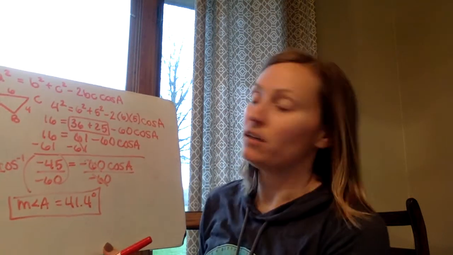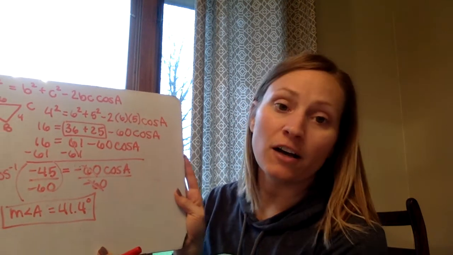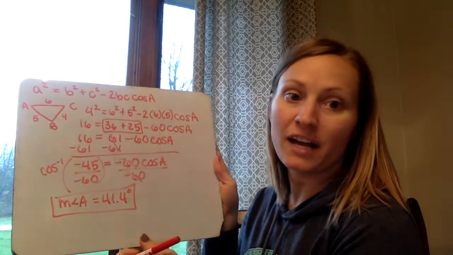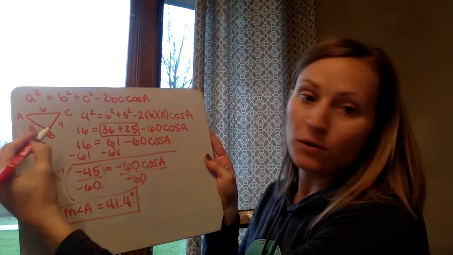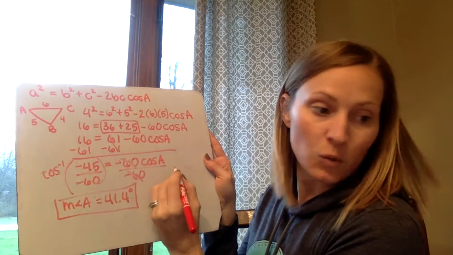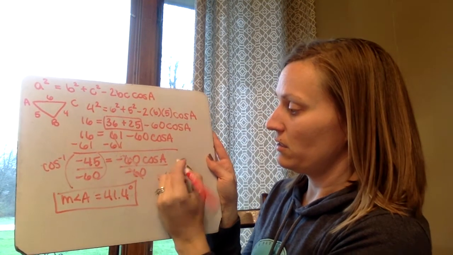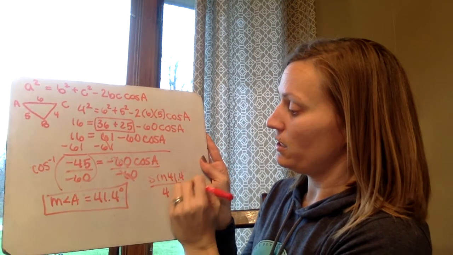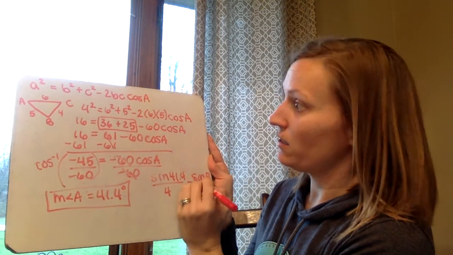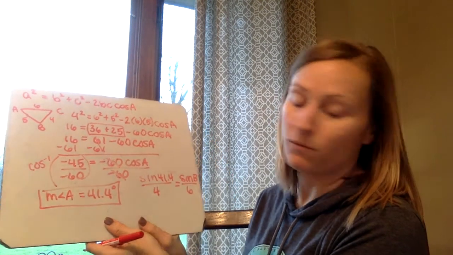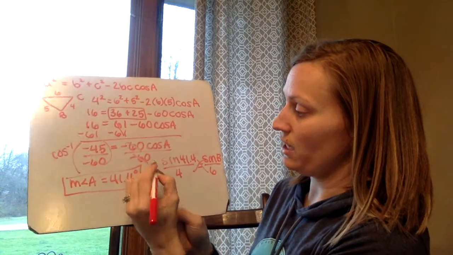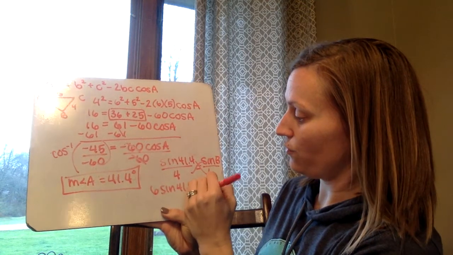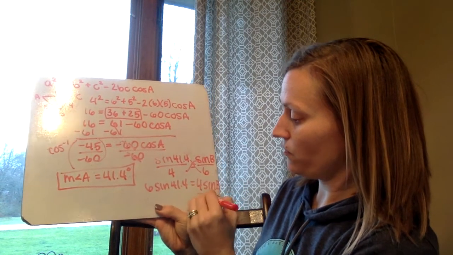Now that we have used law of cosine to find the angle, we can actually use law of sine to find the next one, because law of sine is actually a quicker one. So if we want to find angle B next, we are going to have the sine of 41.4 over 4 is equal to the sine of B over 6. And then when we cross multiply here, just like yesterday, we have 6 sine of 41.4 is equal to 4 sine of B. And we divide by 4.